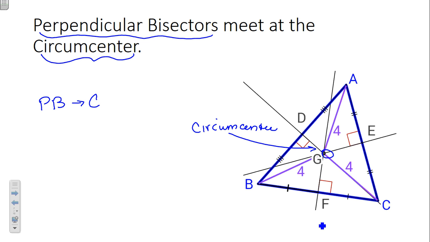And just like the perpendicular bisector was equidistant from the angle, anything on that perpendicular bisector is equidistant from those two sides. Notice that we have this distance is 4, this distance is 4, and this distance is 4. So the perpendicular bisector forms a point G, that is the circumcenter, and that circumcenter is the same distance away from all the angles.